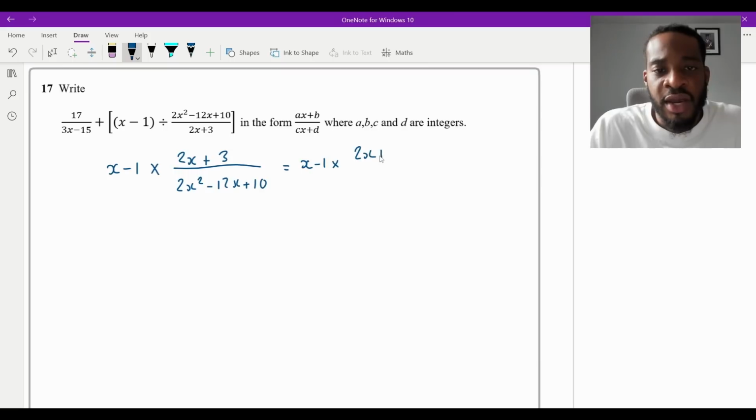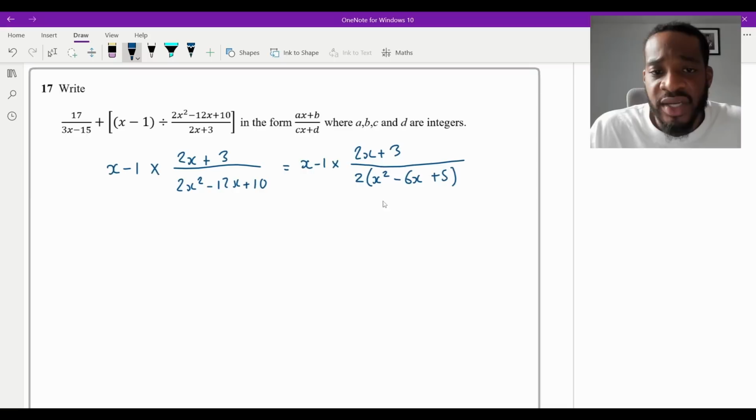So I have 2x plus 3, then all over, and then I can take out a 2, and then I'm going to have x squared minus 6x plus 5, aren't I? So now I've got this quadratic factor. Quadratics can be factorized most of the time. So let's see if we can factorize this and make it a little bit simpler, right? Let me write this here. So I'm going to write that quadratic there: x squared minus 6x plus 5.